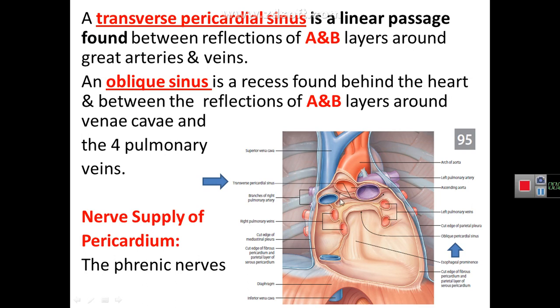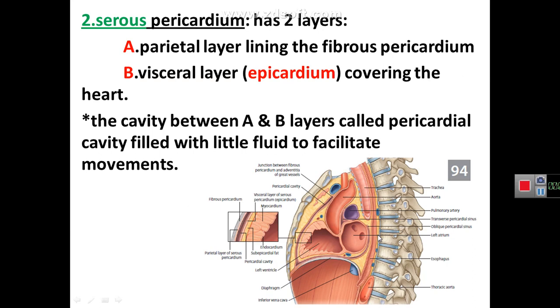This drawing represents the inside of the parietal serous pericardium, and it represents a figure in which the heart had been removed with the visceral layer of pericardium covering it. If you remember this figure here, we had removed the heart, and with the heart the visceral layer of serous pericardium had been removed. Don't forget that the visceral layer of serous pericardium is sometimes called epicardium.